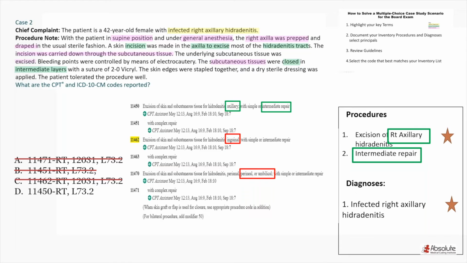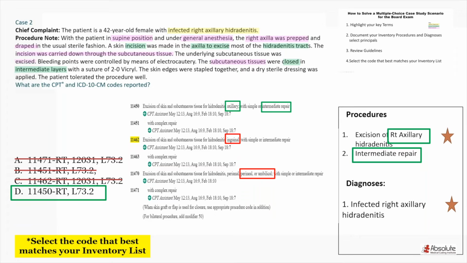And the correct answer will be 11450 RT L73.2. Let's look into the code language. 11450 is coding for excision of skin and subcutaneous tissue for hidradenitis axillary with simple or intermediate repair. And here we go, option D is the correct one. So always, coders, remember to select the code that best matches your inventory.